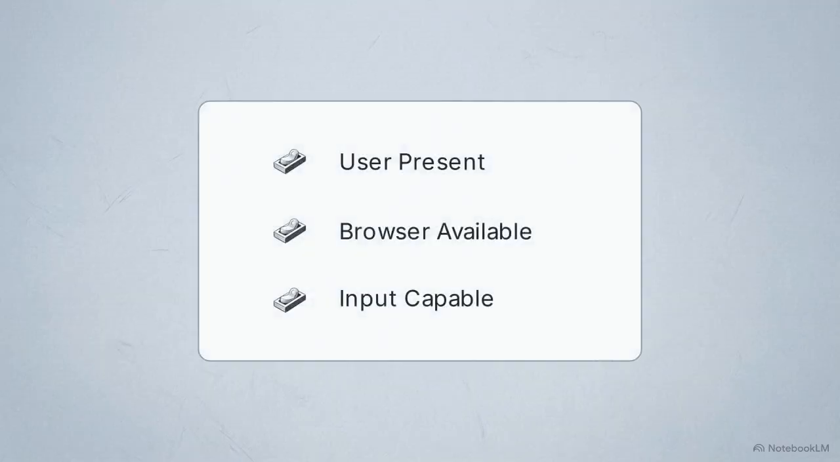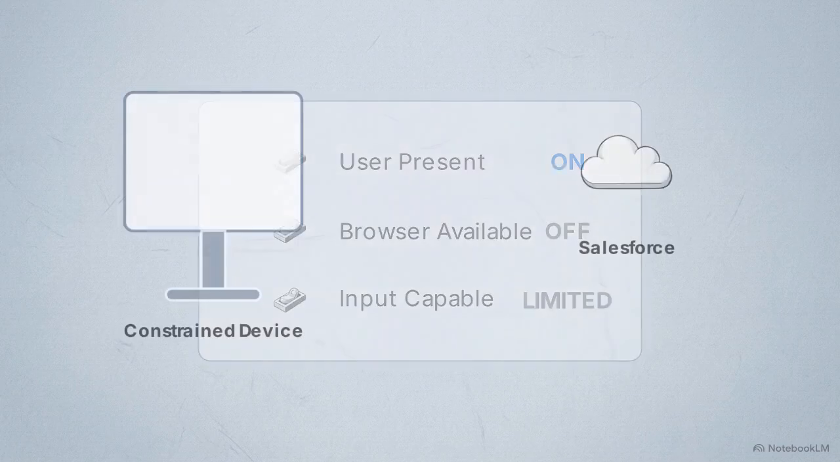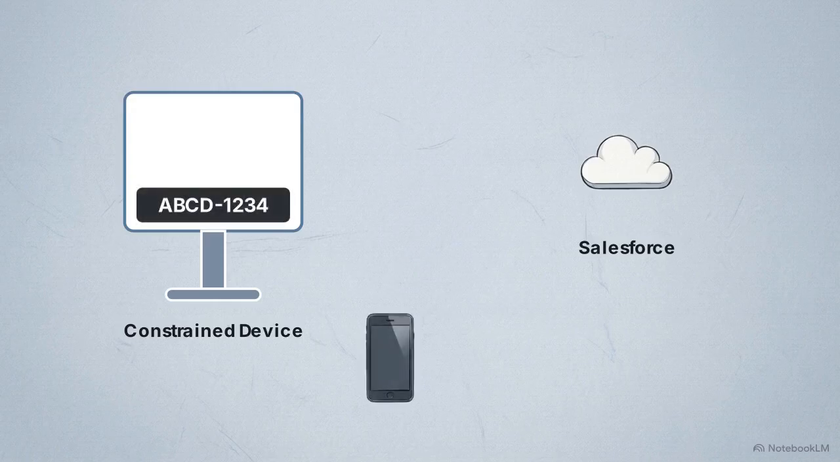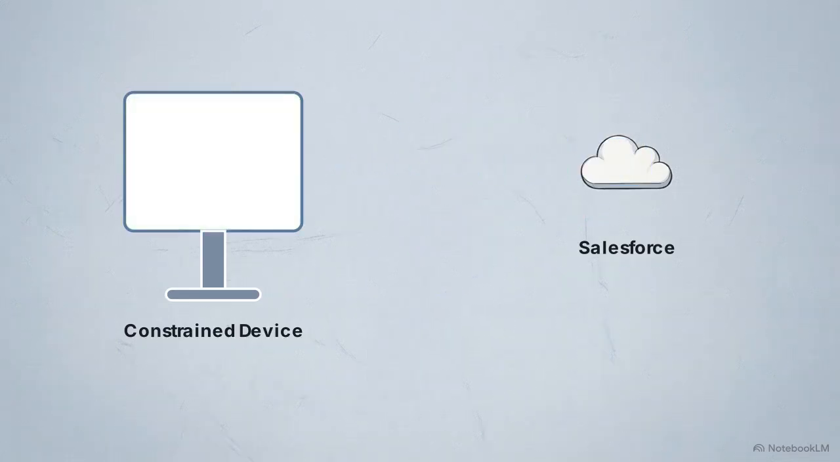These devices usually have a user present, but lack a full browser and have very limited input capability. The device flow solves this by decoupling the login process from the restricted hardware. The device displays a code, and the user completes the authentication on a separate, fully capable device like a smartphone. This allows the constrained hardware to receive a token without the user ever having to struggle with limited input.